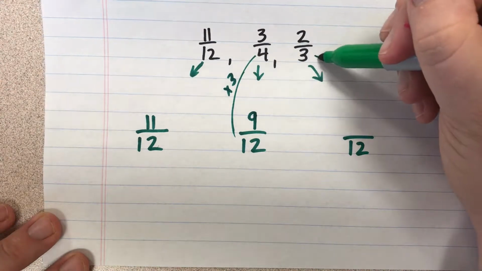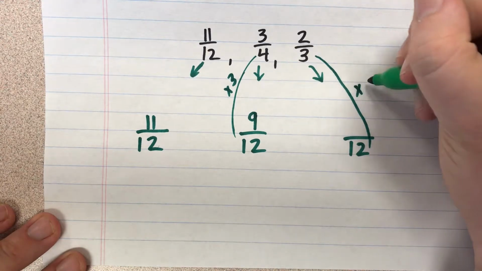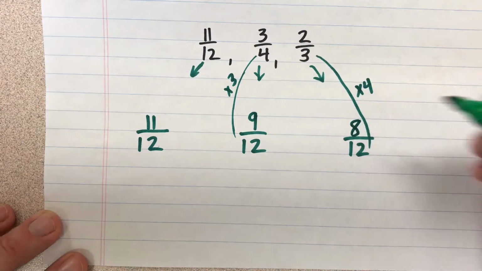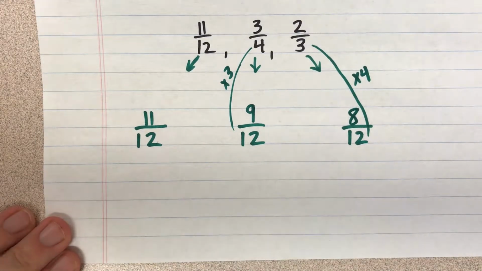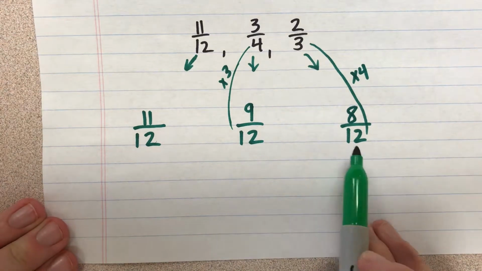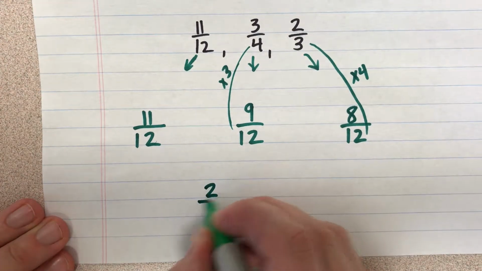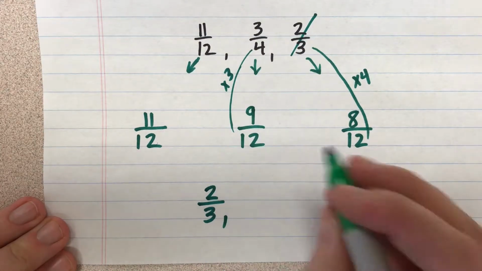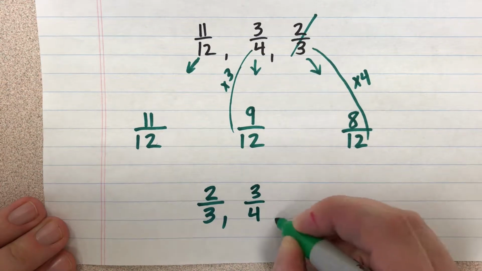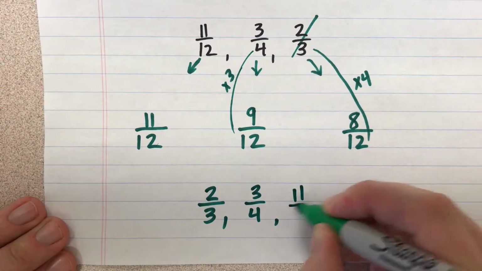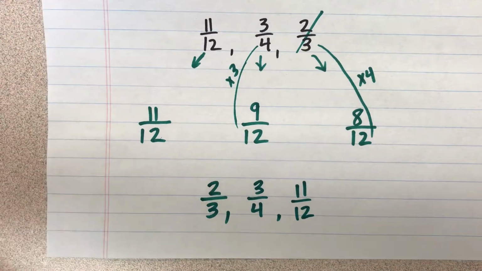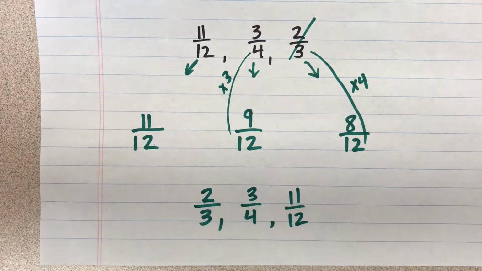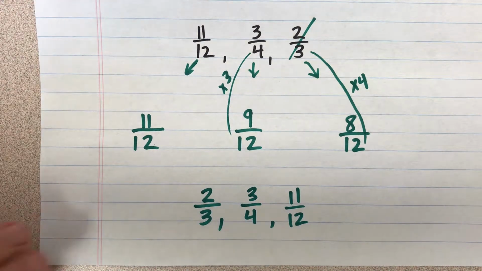And then here we have 3 turning into 12. Our connector is 4. 3 times 4 is 12, and then 2 times 4 is 8. So now we have 11/12, 9/12, and 8/12. It's very easy to put them in order now. 8/12 is the smallest, so we're going to put 2/3 first. 9/12 is the next largest, so 3/4 goes next. And then 11/12 is our biggest fraction, so that is the 3 fractions in order. Okay, so sometimes you do have to find a common denominator in order to tell which one is the biggest and which one is the smallest.